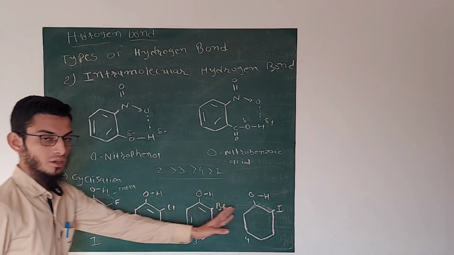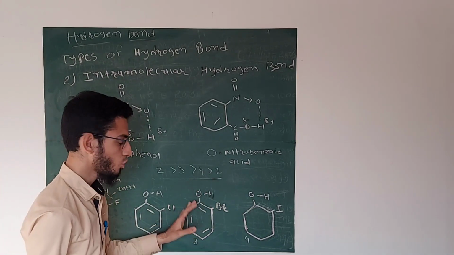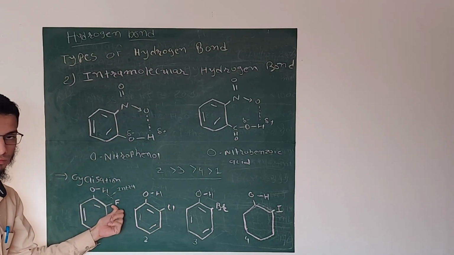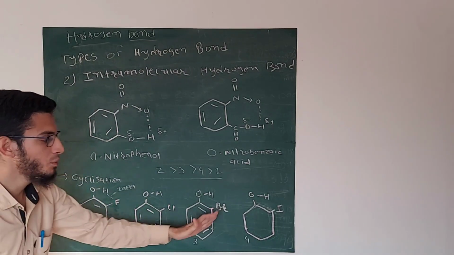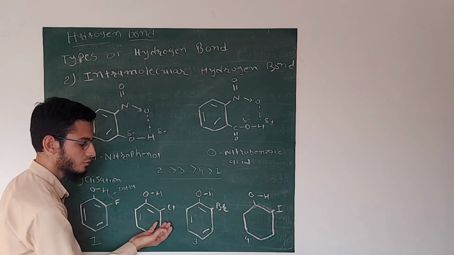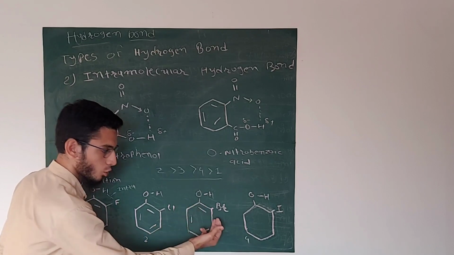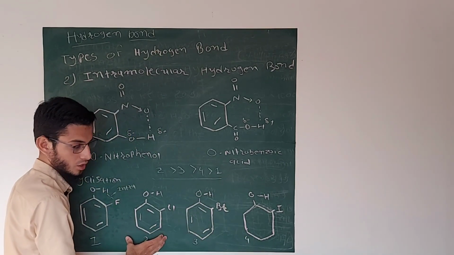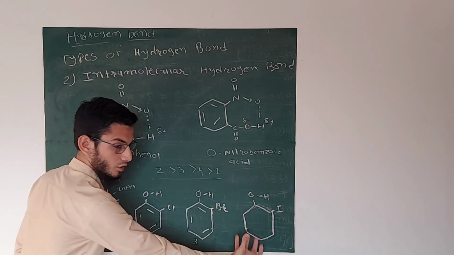Because chlorine, bromine, and iodine do not form hydrogen bonds. You should include fluorine for the hydrogen bond. So chlorine, bromine, iodine follow the same order as the minus I effect. The minus I effect is more for chlorine, then bromine, then iodine. So the acidity will be more for chlorine, then bromine, then iodine.